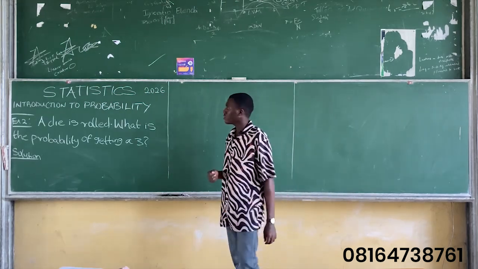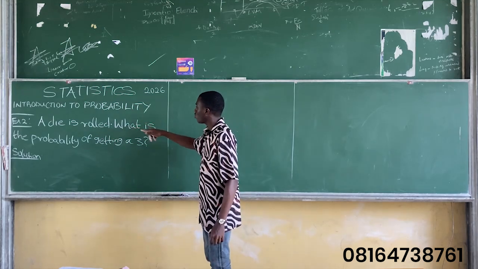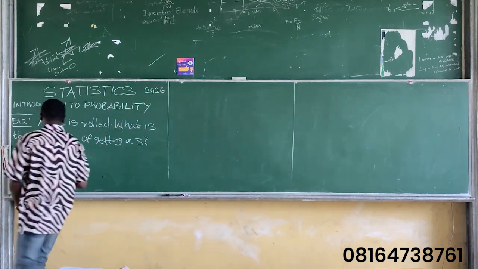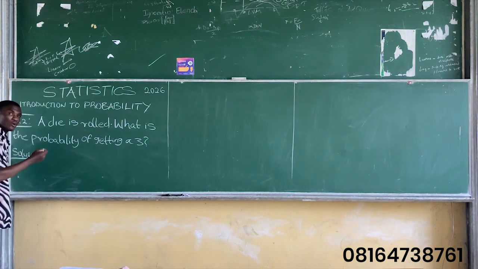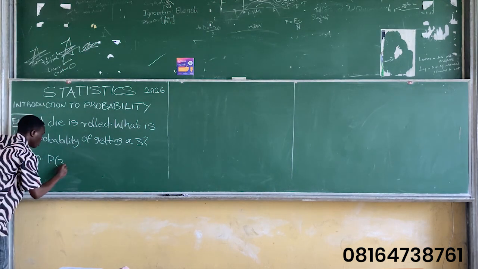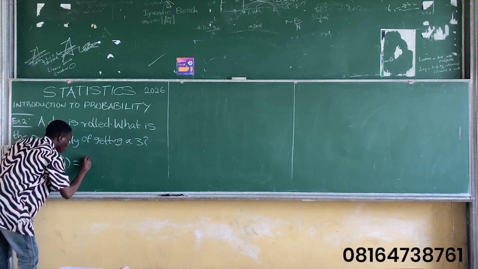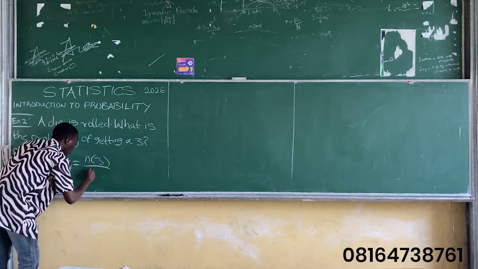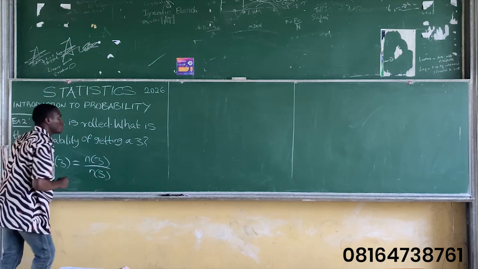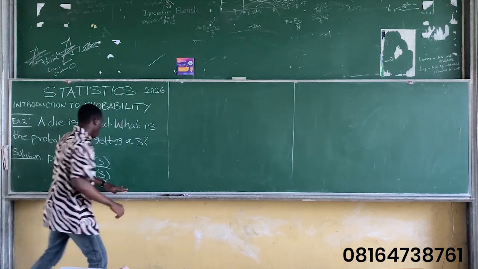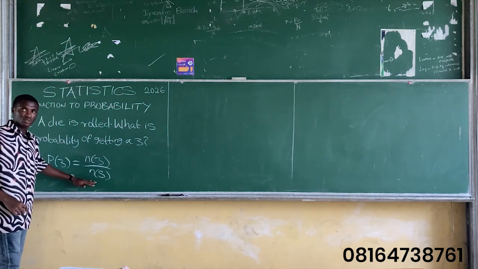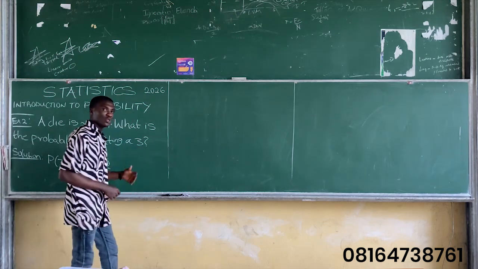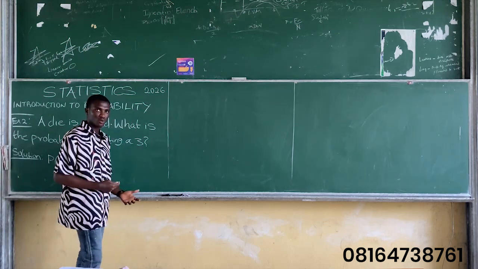Our next question says, a die is rolled. What is the probability of getting a 3? So like what we did for the previous one, we say probability of getting a 3, P of 3, is equal to N of 3, which is the favorable outcome for getting a 3, all over N of S, which is the sample space, the total number of possible outcomes.